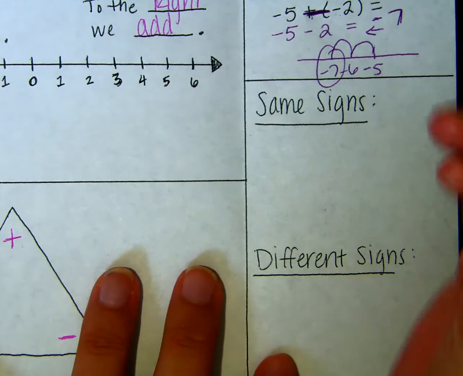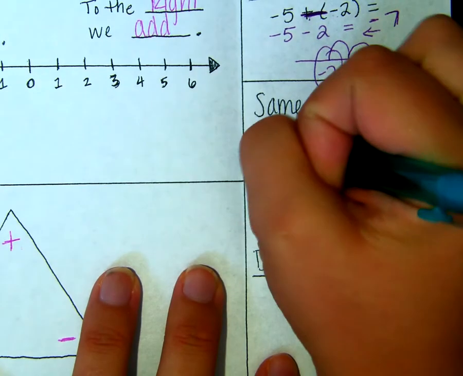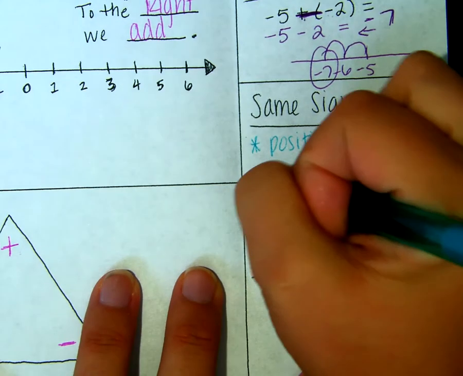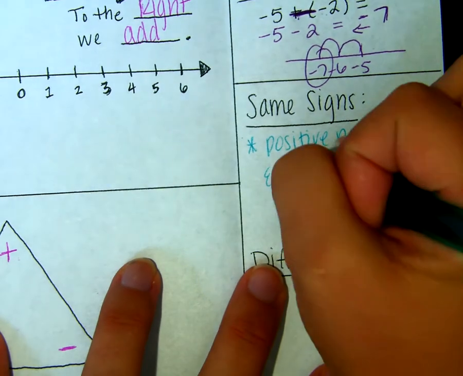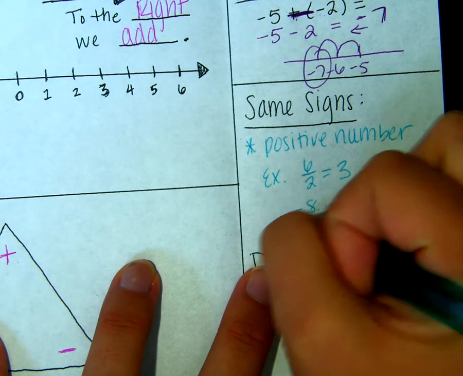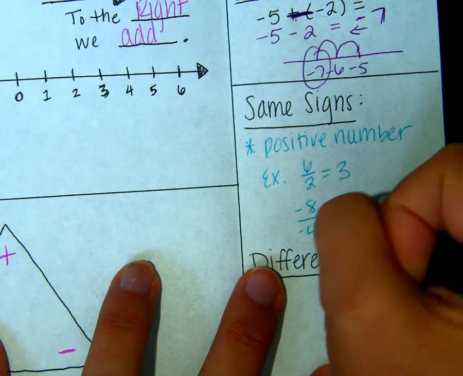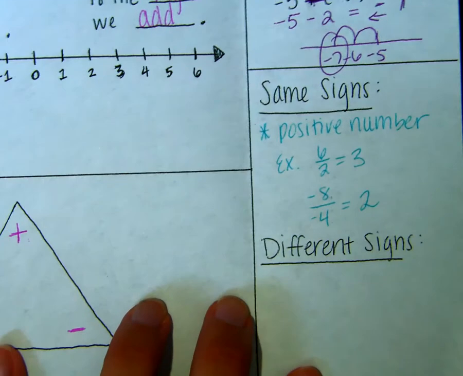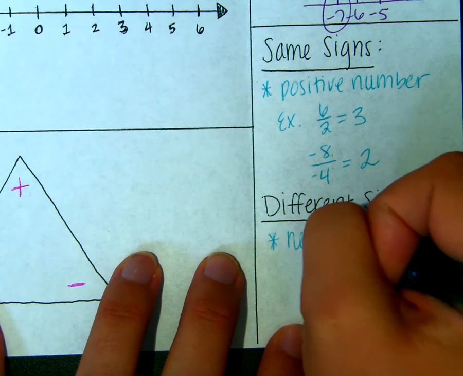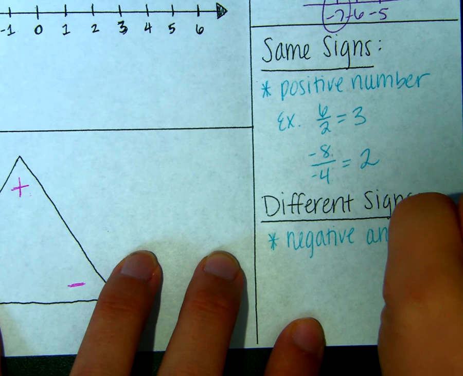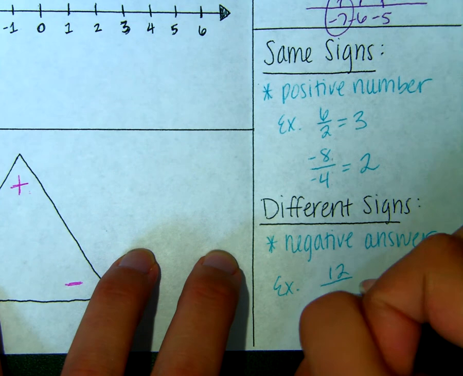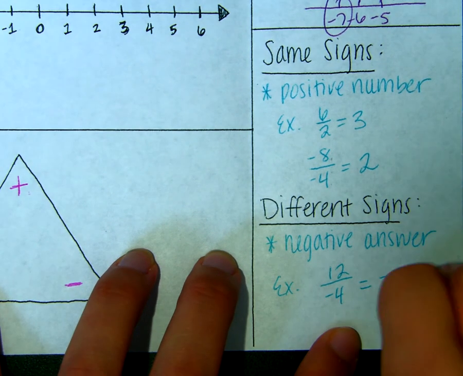Division is the exact same way. If you have the same signs, it's a positive number. So your examples could be 6 divided by 2 is 3. Or negative 8 divided by negative 4 is 2. Different signs give you a negative answer. So the example there can be 12 divided by a negative 4 will give you negative 3.